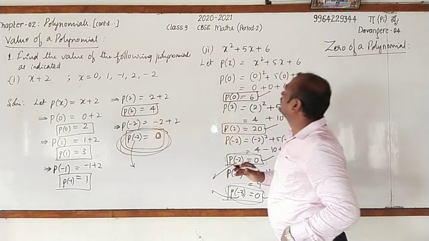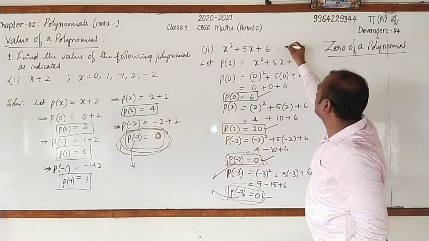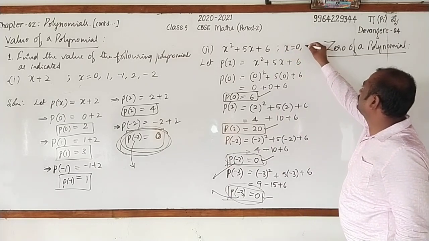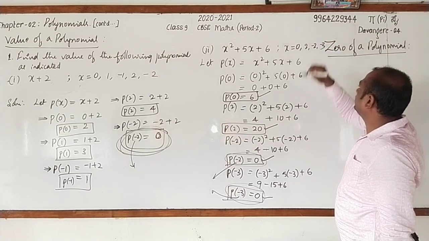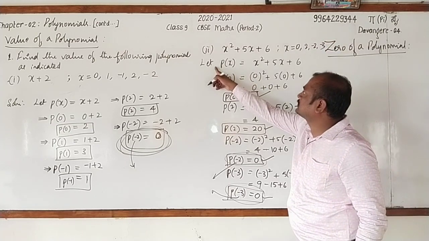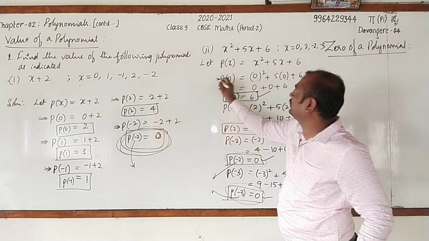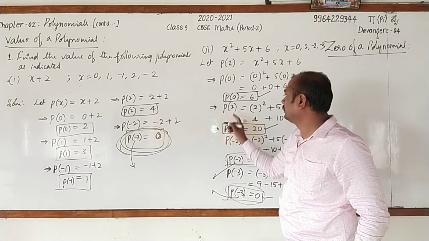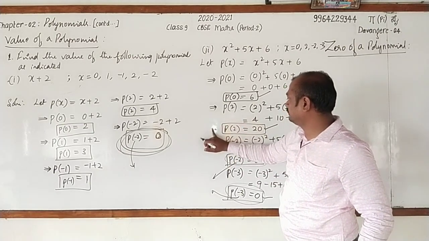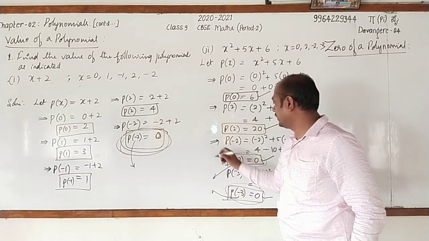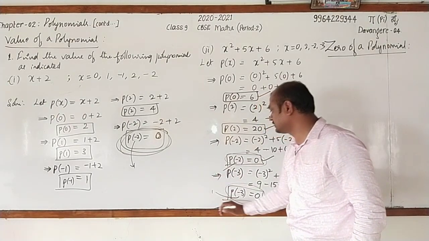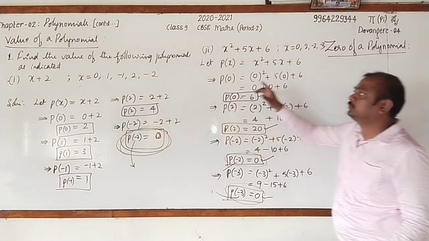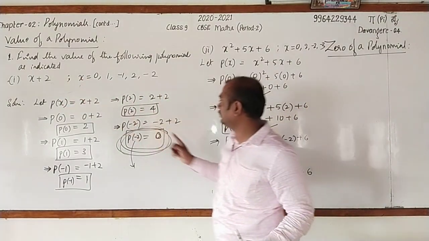Second one is x square plus 5x plus 6 when x is, we have taken 0, 2, minus 2 and minus 3. You have to assume that p of x equal to given polynomial, then find the value of p of 0, p of 2, then p of minus 2 as well as p of minus 3. After that you have to write the definition. Later I will write it. You please go for copying from there to here.